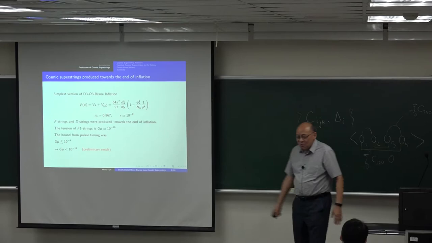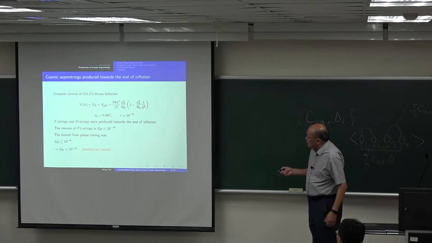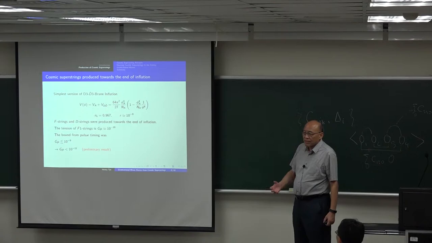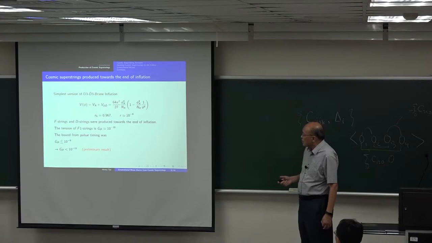Okay. In this particular model, you also find the string tension, which is G mu. This is very important. Let me point out that mu is the cosmic string tension, and we usually always multiply by Newton's constant, so G mu is a dimensionless number. This number is crucial for cosmic strings and cosmic superstrings. And in this case, the tension is about 10 to the minus 10.